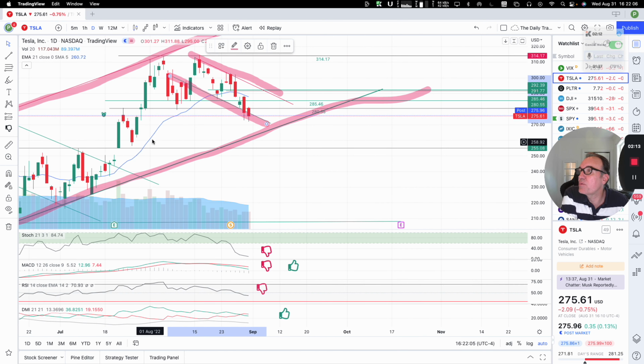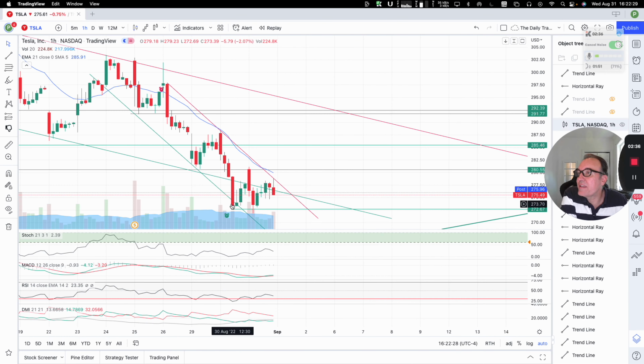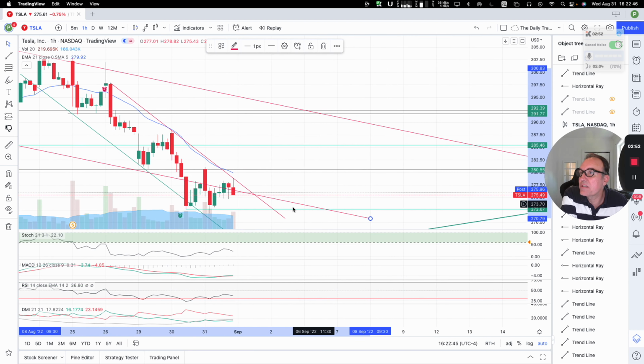Interestingly, we have the 21-day exponential moving average here, and we touched it yesterday as a resistance, and we are coming down today also. Let's go see the 1 hour chart. Yesterday, we came back down right here at around 272.70 and climbed back up. This means that this is also a resistance right here. And we came back up yesterday and we closed right smack on it.